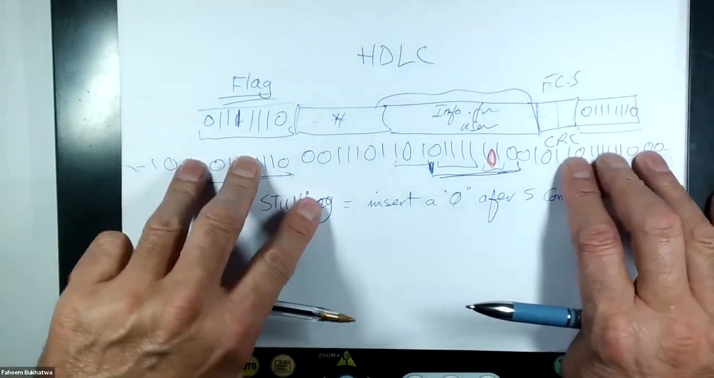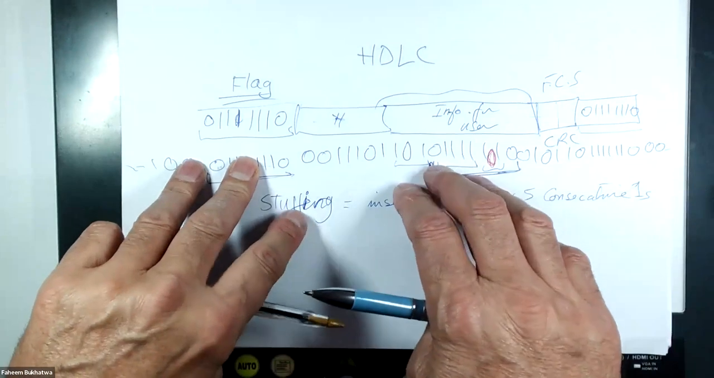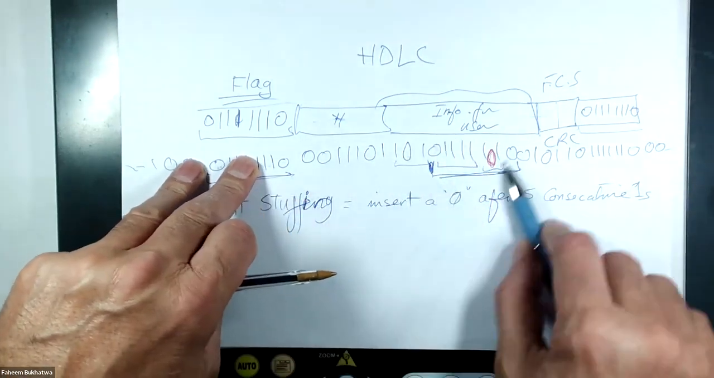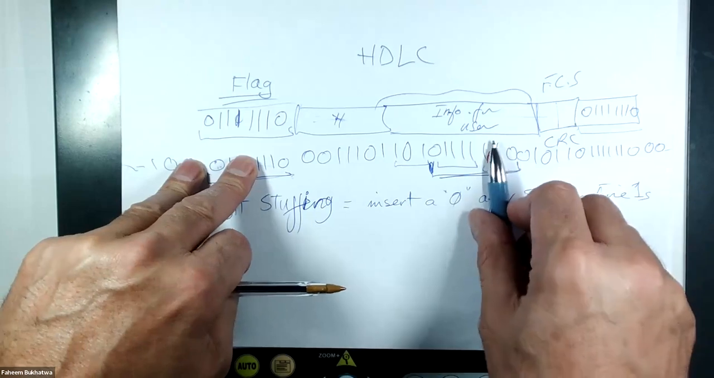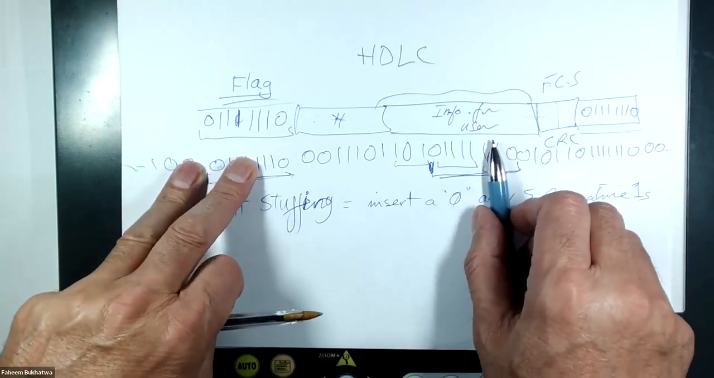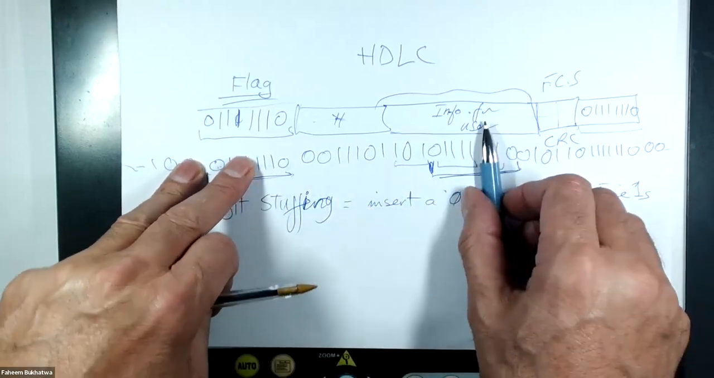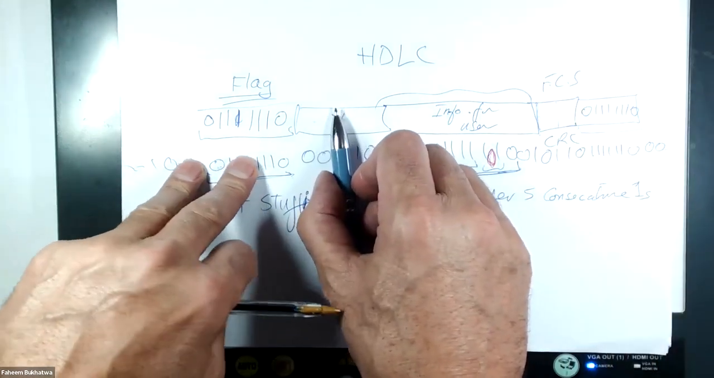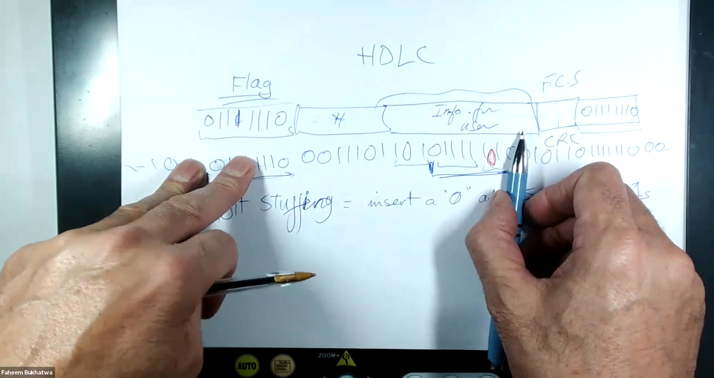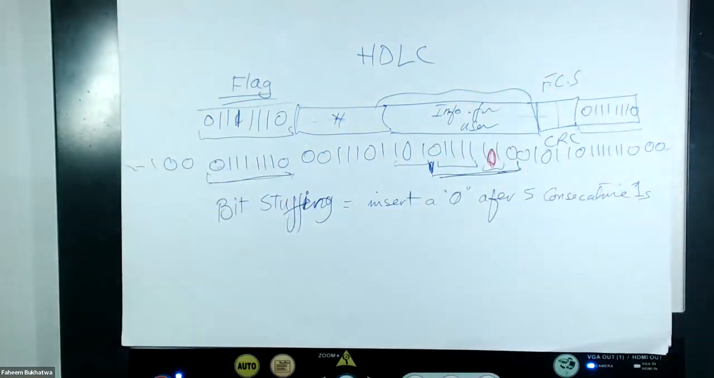Of course, there could be an error. Let's say one bit changed during transmission, this 0 changed to 1. Then the receiver will say, okay, there's a flag, but hold on, my header says there should be 4,000 bytes and there are only 2,000 bytes. I'm going to discard this frame. It discards it.